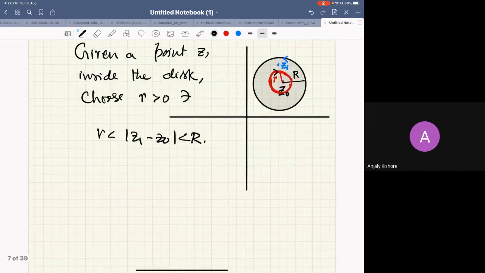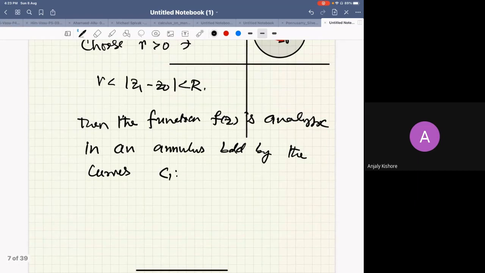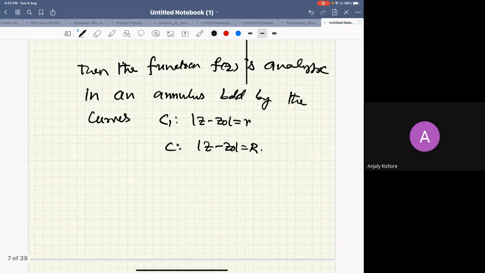Then the function f of z is analytic in an annulus bounded by two curves, say C and C1. C1 is mod z minus z naught equals small r, and the curve C is mod z minus z naught equals capital R. This curve I am calling C, and this I am calling C1. Now, what is the tool we can use here? We can always use the Cauchy integral formula at the point z1.